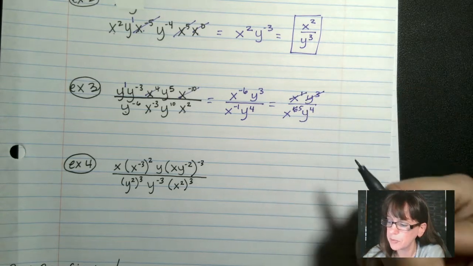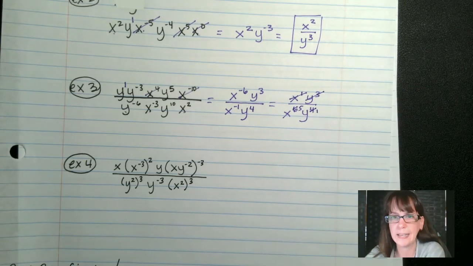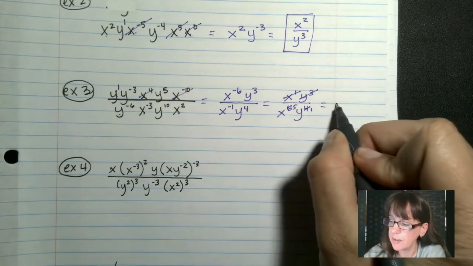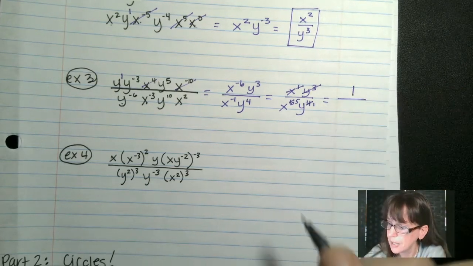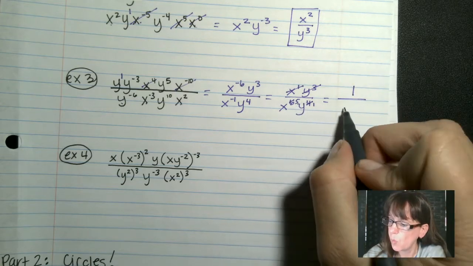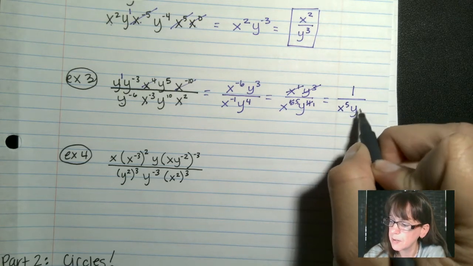Get rid of all 3 of those, and that leaves us with 1y here. So upstairs, I've gotten rid of everything. That means that I have a 1 left, not a 0. So 1, and then x to the 5th, y to the 1. X to the 5th, y to the 1.